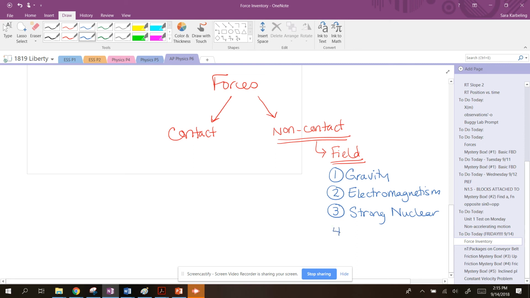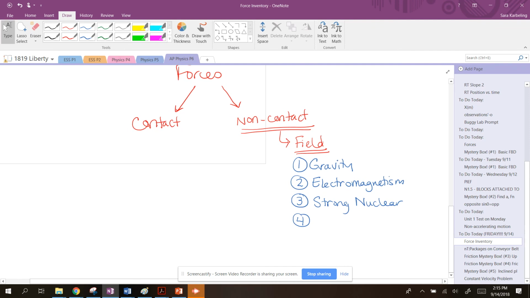And then do you know number 4? The weak nuclear force, yeah.